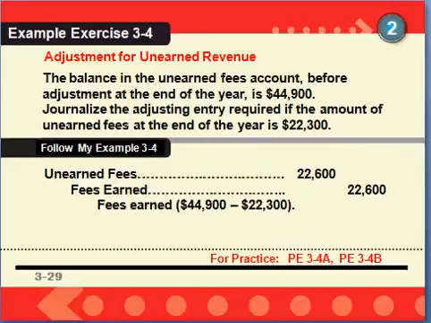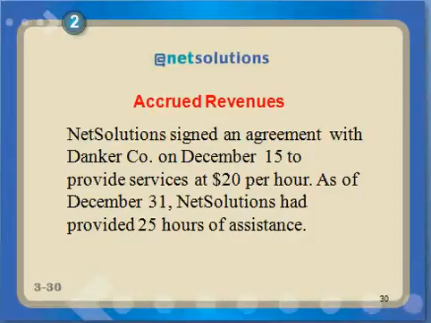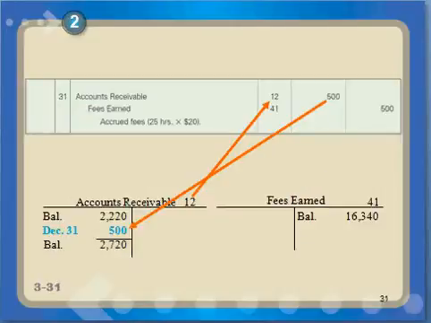The next account we're going to look at is going to be an accrued revenue account. And remember, Net Solutions signed an agreement with Danker on December the 15th to provide services at a rate of $20 per hour. And as of December the 31st, Net Solutions has provided 25 hours of assistance. Now, this won't be billed out until January the 15th. But what we would need to do on December the 31st is debit our accounts receivable for $500 and then credit our fees earned for $500.